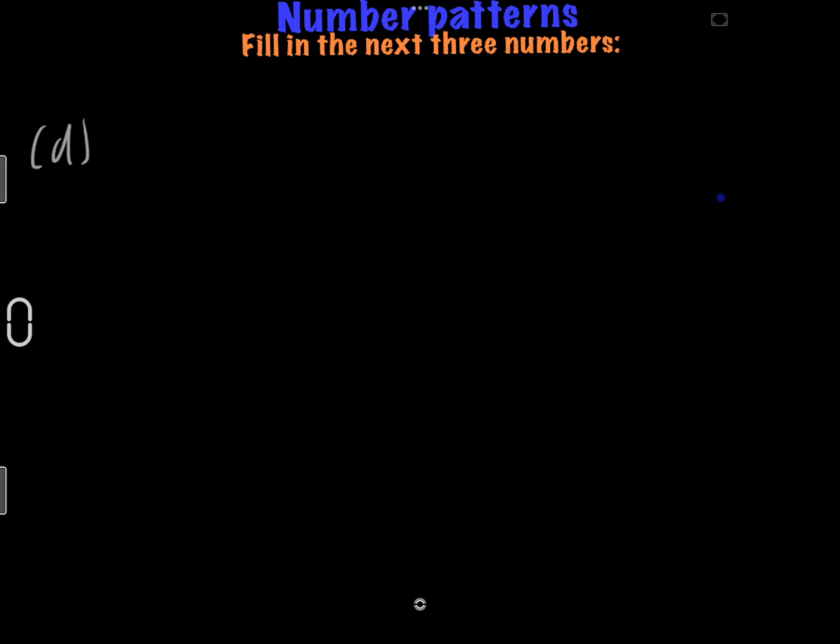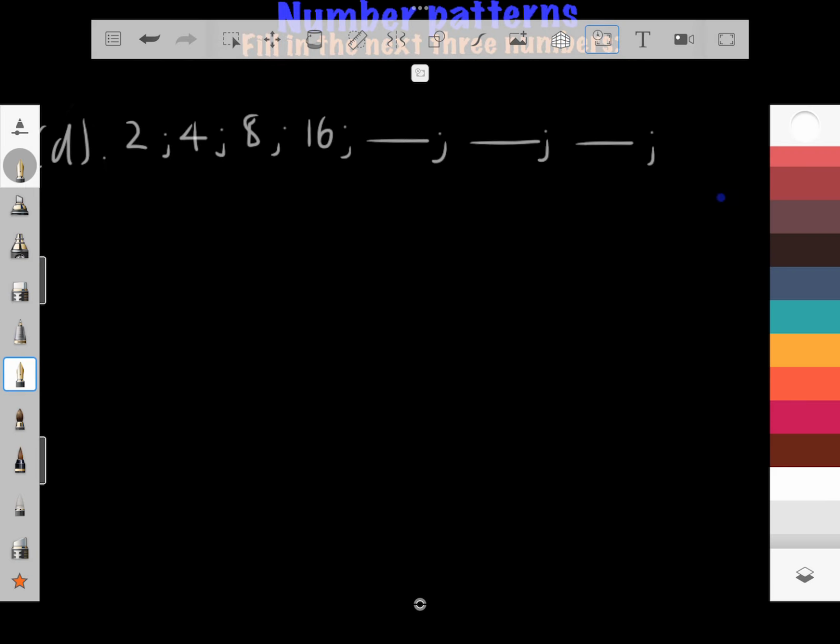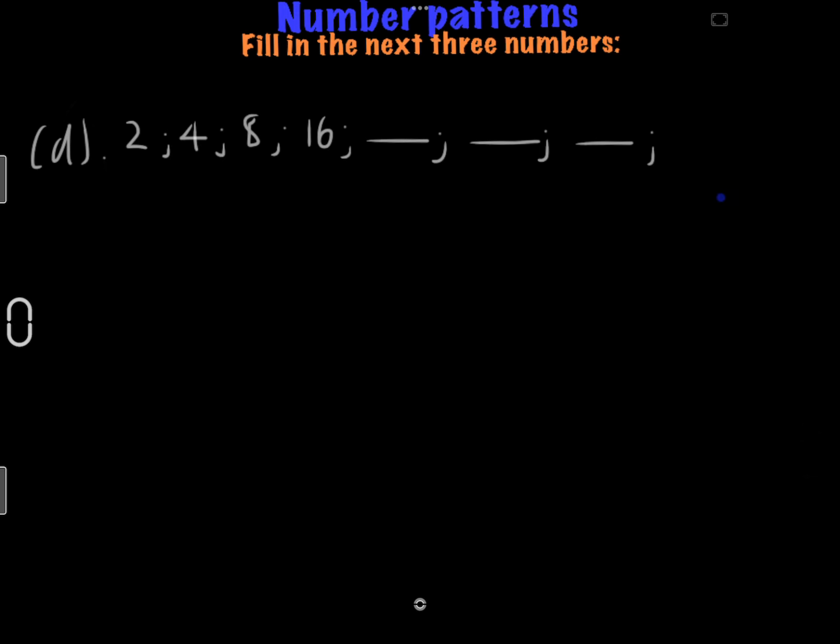Example D. We have values such as 2, 4, 8, 16. There's no value there. To find these other missing values, what you need to do is to identify these terms first.